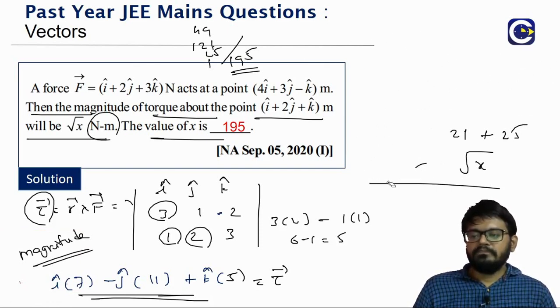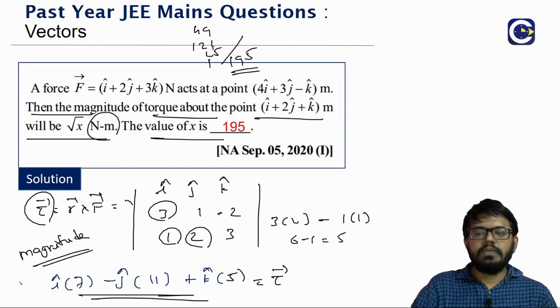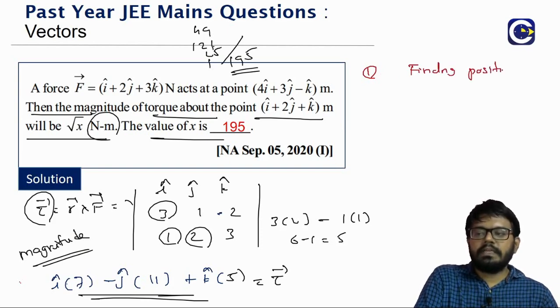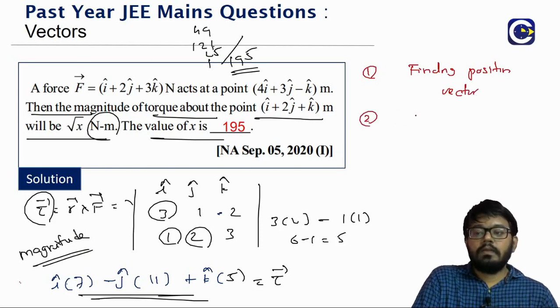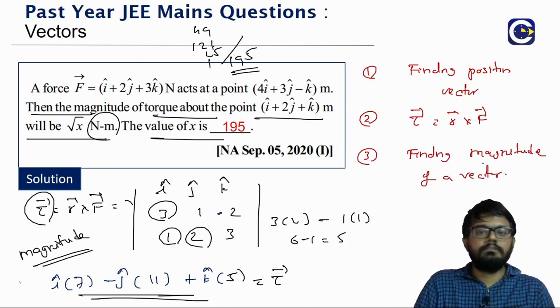Because you are still in the beginning of the preparation for JEE, whichever problem you solve, you try to understand what are the concepts involved in that. So here if you look at this question, what are the concepts involved? First concept is finding position vector. That is one concept. Second thing is what? The torque cross product determinant formula. Third concept involved is what? Finding magnitude of a vector. So you see how these three concepts are beautifully kept into this problem.